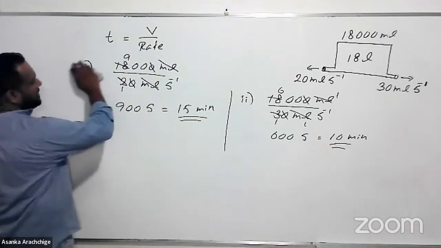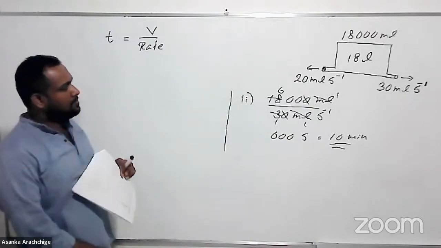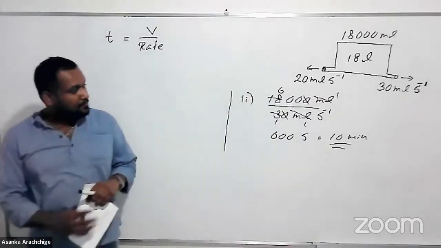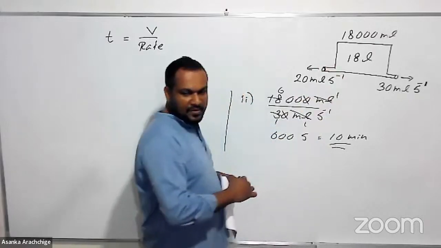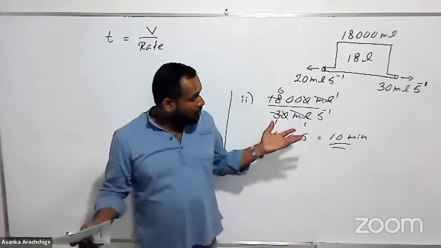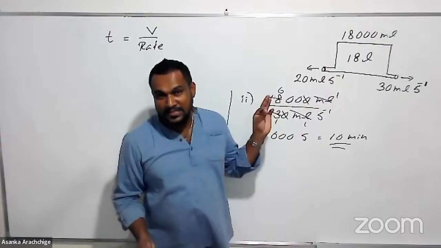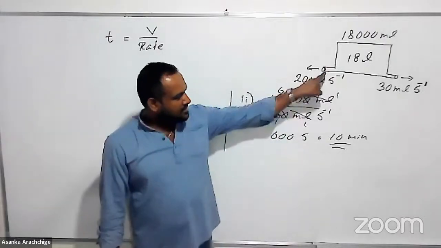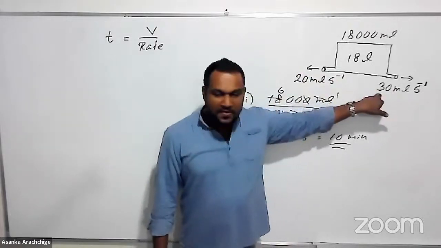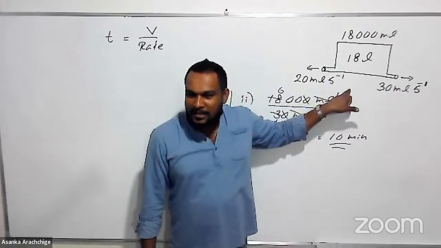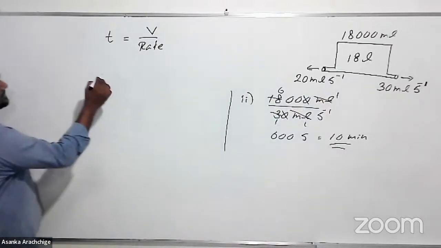Right. In the third part, they ask, what is the time taken to empty the tank if both gates are open? Now think logically. When both gates are open, what is the total volume of water that goes out in 1 second? This gate removes 20 milliliters. At the same time, this gate removes 30 milliliters. In total, 20 plus 30, 50 milliliters per second.